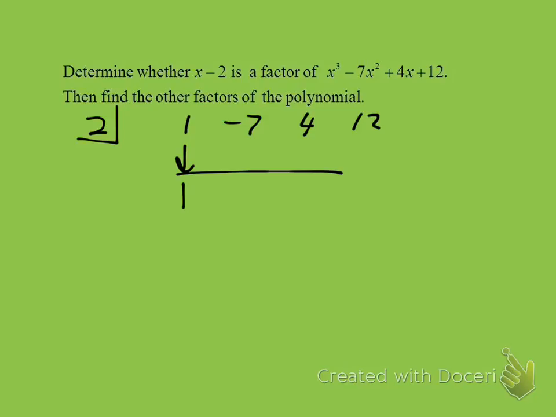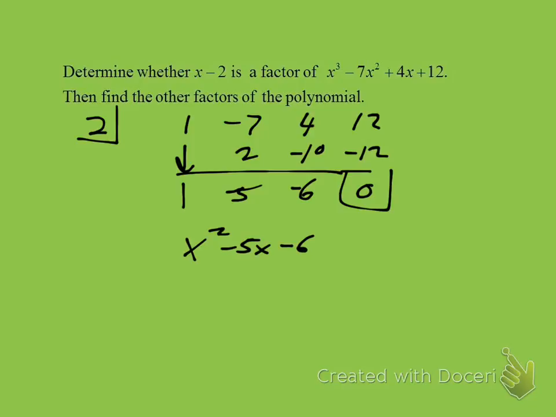Okay, so 1 times 2 gives you 2, which gives you -5, which gives you -10, which gives you -6, which gives you -12, which gives you 0. They won't all factor that easy. Okay, so x squared minus 5x minus 6 is your depressed polynomial. Factor that, x minus 6, x plus 1.